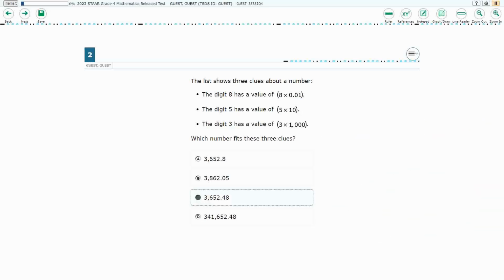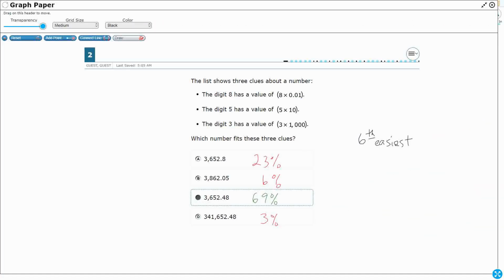Let's see how we did across the state of Texas. So this one also landed on the easier side. This was the sixth easiest problem. You see we had almost 70% of our students get it correct. The only one that really tripped them up was A.